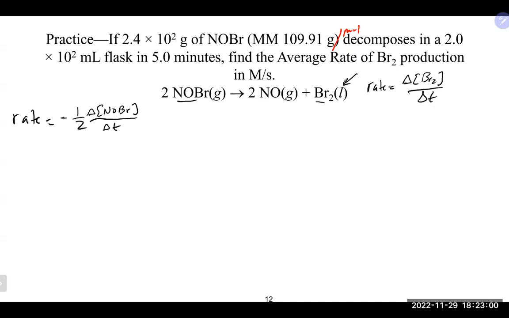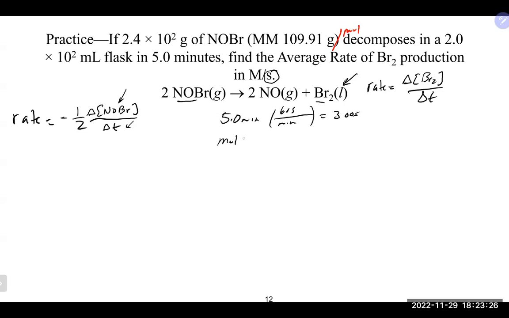We do have information here to figure out the molarity of the NOBr as it decomposes, and we also have the time information as well. Since we are looking for the time in seconds, we might as well get that out of the way and convert our minutes into seconds. So there should be 60 seconds per minute. So that's 300 seconds.